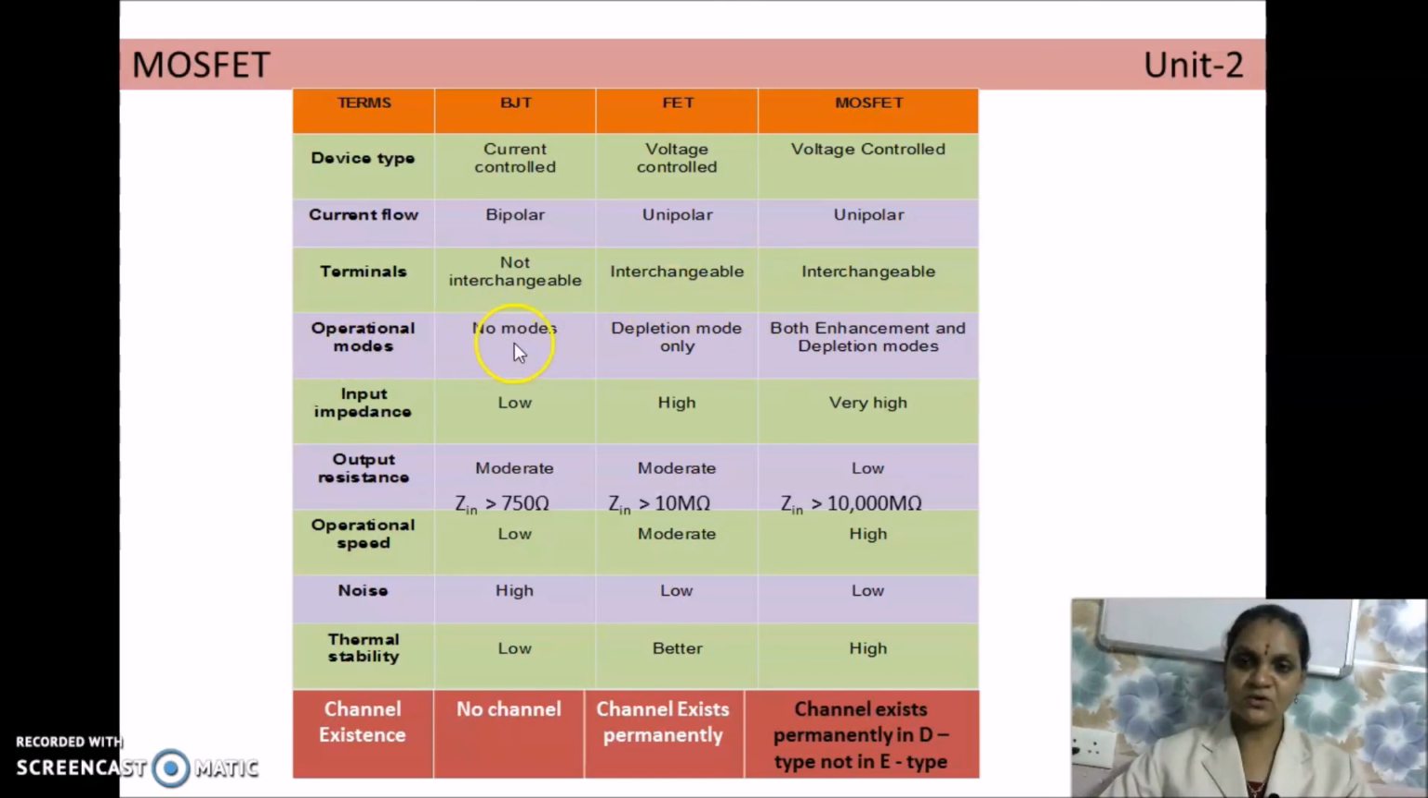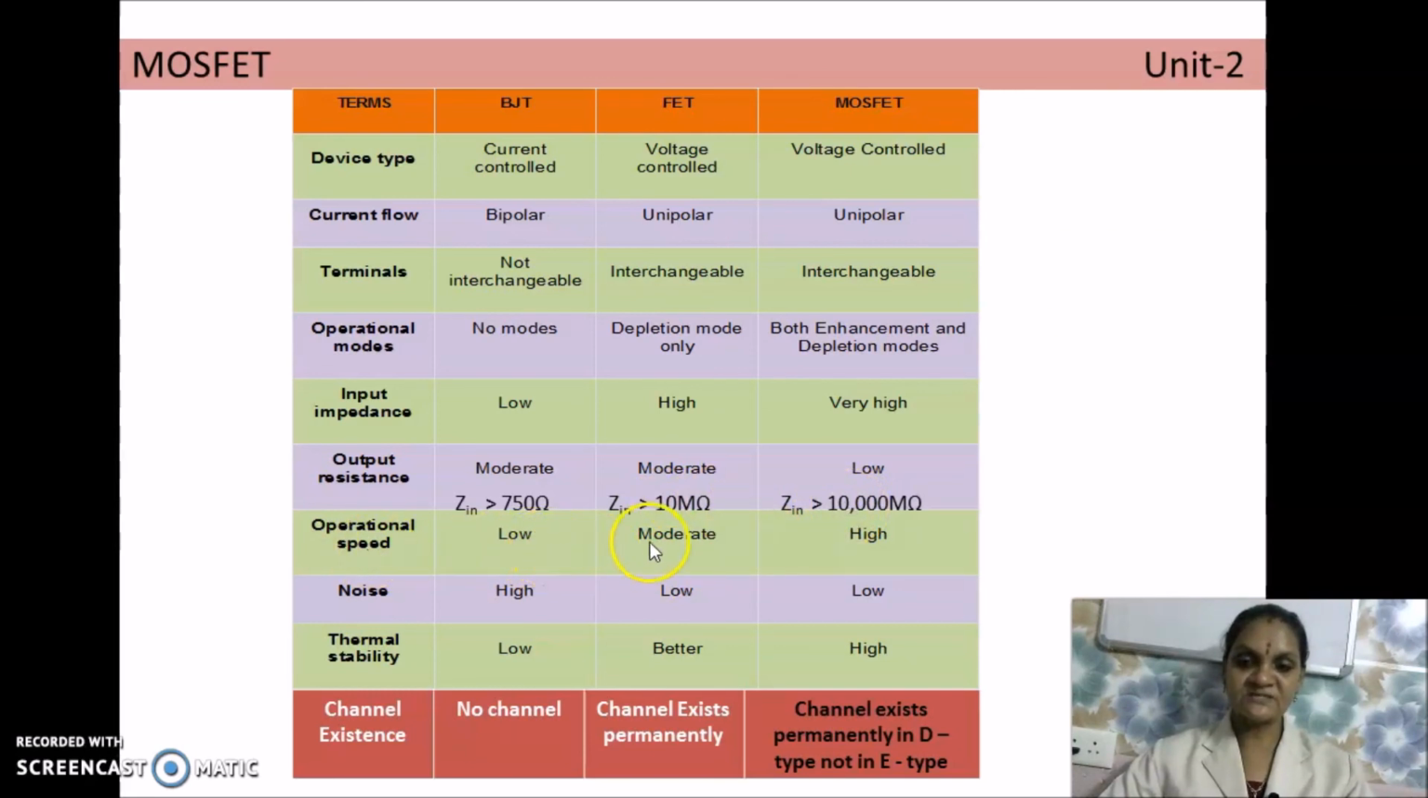Operation modes, it cannot be operated in different modes. JFET can be operated only in depletion mode. This can be operated both in depletion mode and enhancement mode. Input impedance, this is low, whereas this is somewhat high, and whereas this is very high due to the presence of SiO2 layer. Output resistance, it's somewhat greater than 750. This is greater than 10 mega ohm. This is greater than 10,000 mega ohm due to the presence of SiO2 layer.